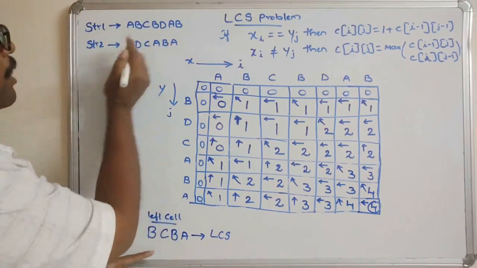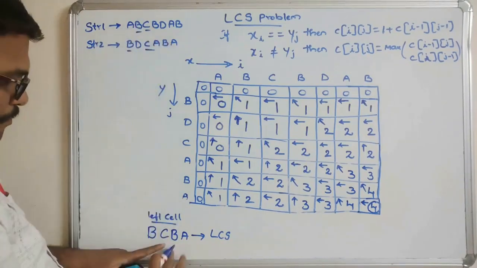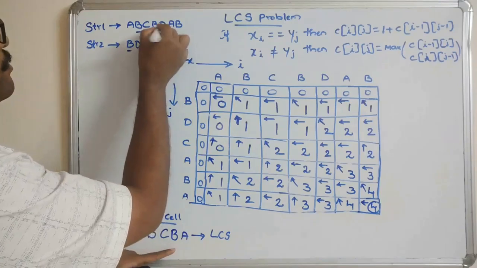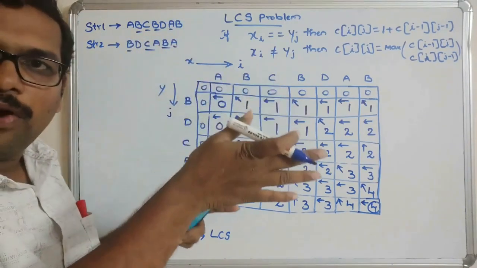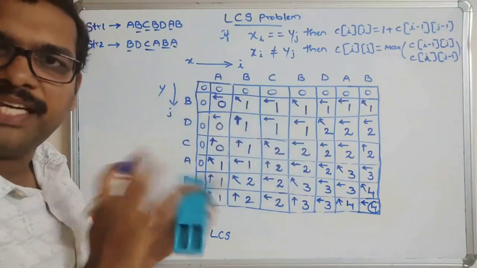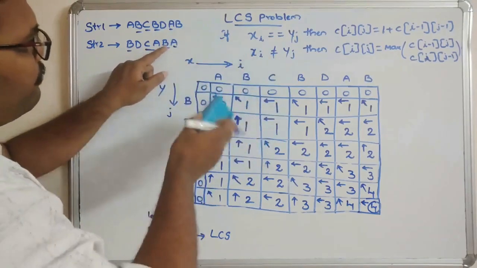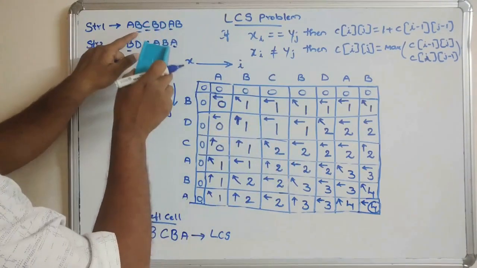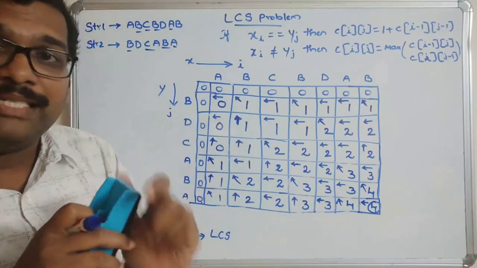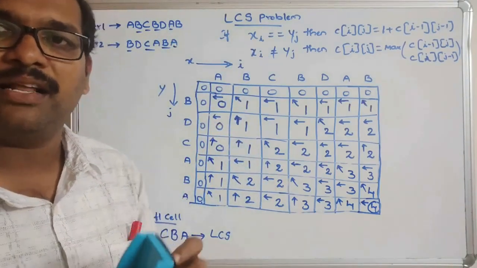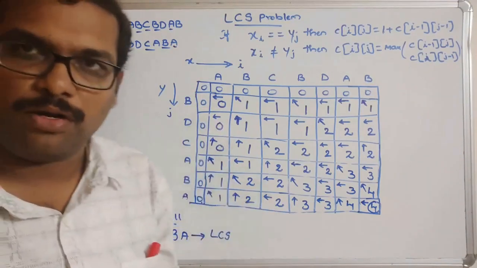You can see B, C, B, A. So the same order it was following from string 1 and string 2. In both the strings, the same order. So B followed by C, followed by B, followed by A. Here also B followed by C, followed by B, followed by A. So we are not considering the substring, we are considering the subsequence. So whether it is following the same sequence or not, right?